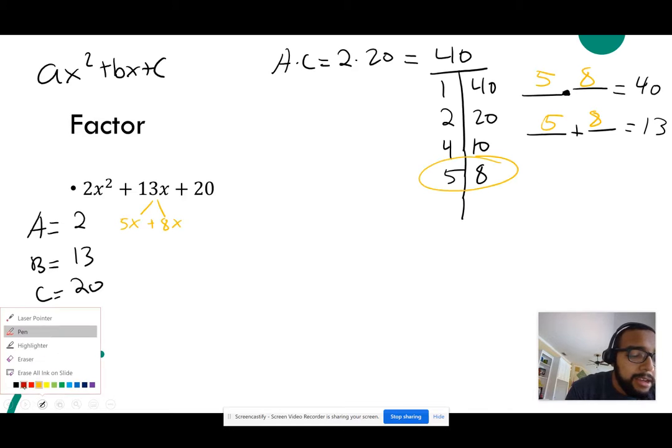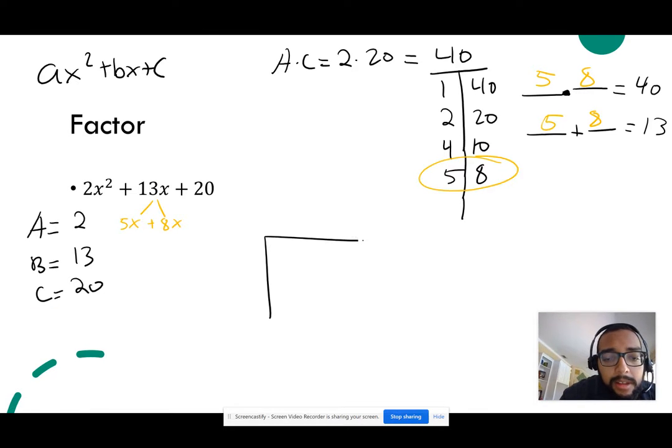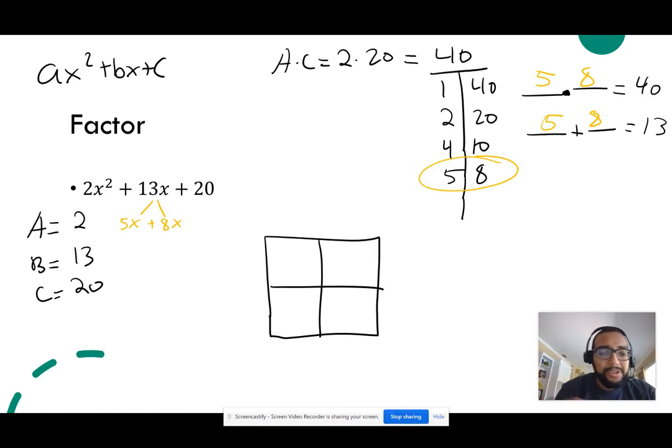Now, look at this perfect box. That's okay. So let's put in all of our individual terms within the box. So 2x squared and 20. And remember, we broke up the 13x as 2 separate terms. So go ahead and place those terms within our box.